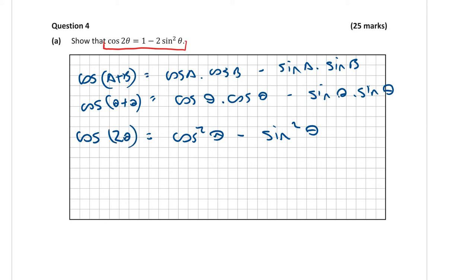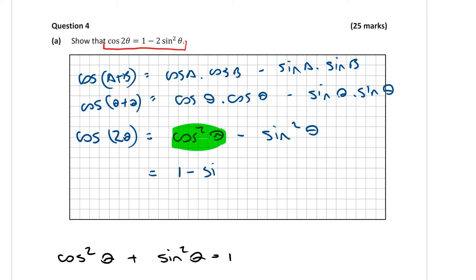We know that this here can just be replaced because we know that cos squared theta plus sine squared theta from our basic identity is equal to 1. If I rearrange that for cos squared theta, then cos squared theta is equal to 1 minus sine squared theta. So I can just replace that with 1 minus sine squared theta. So that's just equal to 1 minus twice sine squared theta, which is what we've been asked to prove.